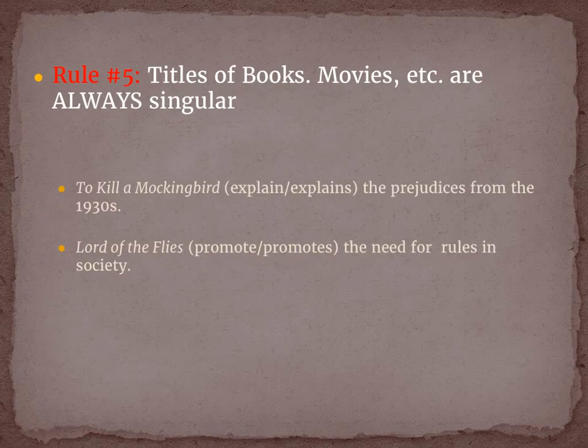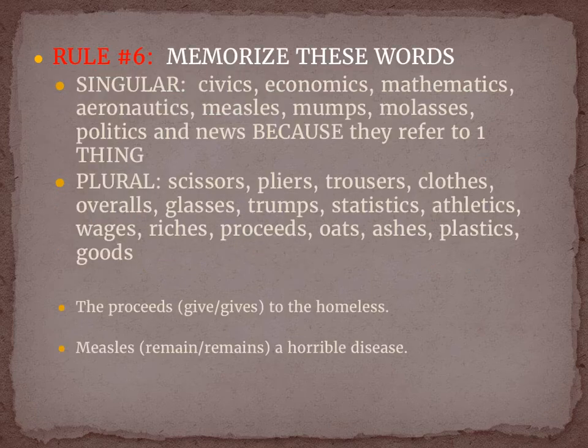Rule number 5 just talks about titles of books, movies, and things of that sort. No matter if the words in the title are plural, the title of it is singular, so therefore it is always a singular word. So if we look at the first one, from the 1930s is a prepositional phrase. To Kill a Mockingbird is our subject. It is one title, so it's like saying she explains. In the second one, we have 4 rules, and in society is our prepositional phrase. Lord of the Flies is our subject. It is one title, so it's like saying she promotes.